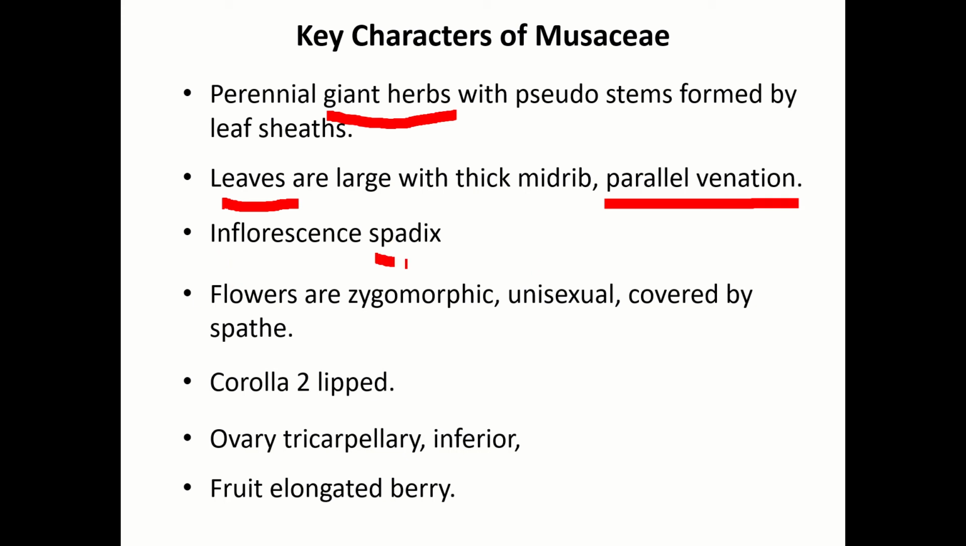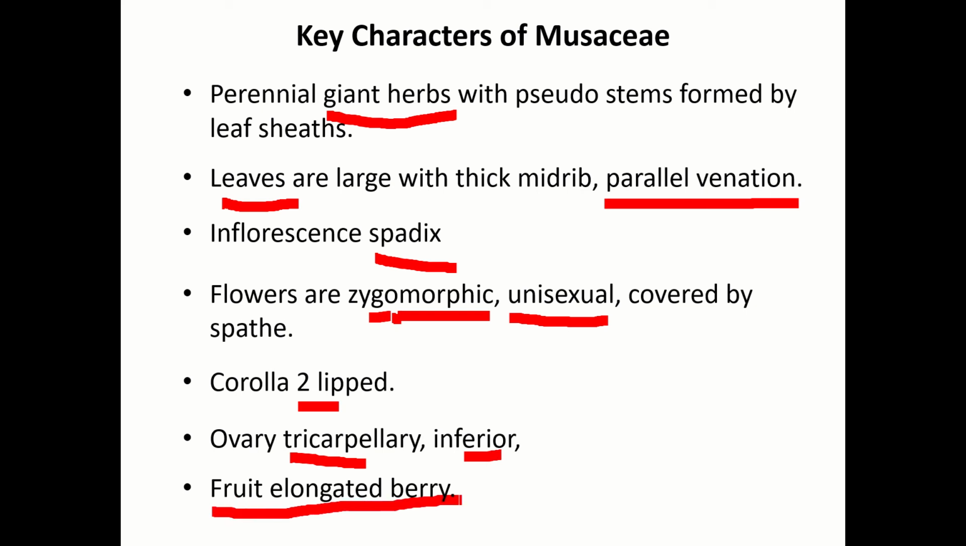Inflorescence is spadix. Flowers are zygomorphic, unisexual, and covered by spathe. Corolla tubular. This is important. Ovary is tricarpellary, inferior, and fruit is an elongated berry.